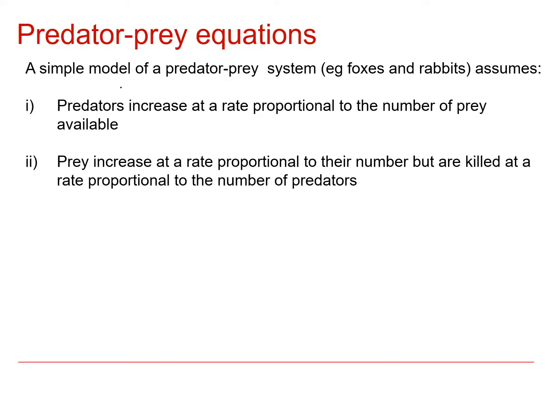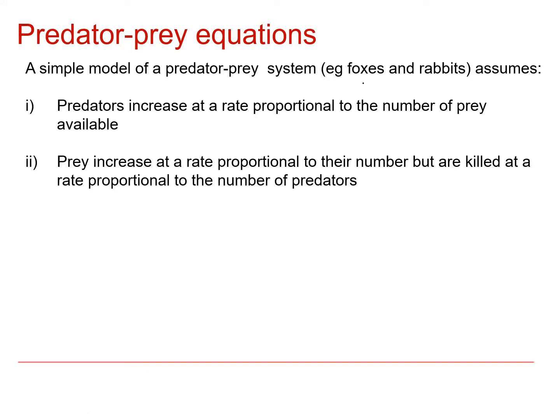Let's have a closer look at some predator-prey equations. In this example, we've got two assumptions. One, that predators increase at a rate proportional to the number of prey available, and two, that the prey increase at a rate proportional to their number, but also are killed at a rate proportional to the number of predators.